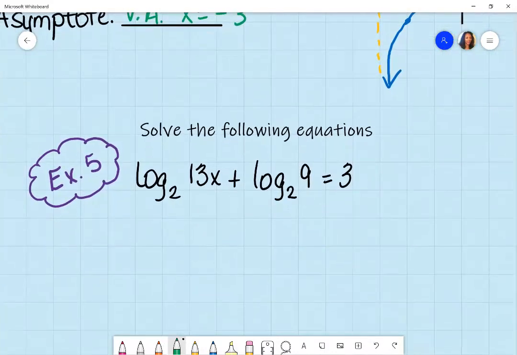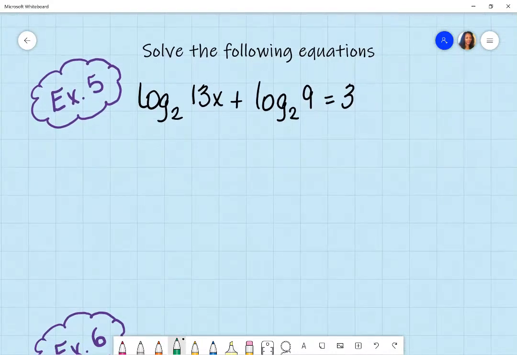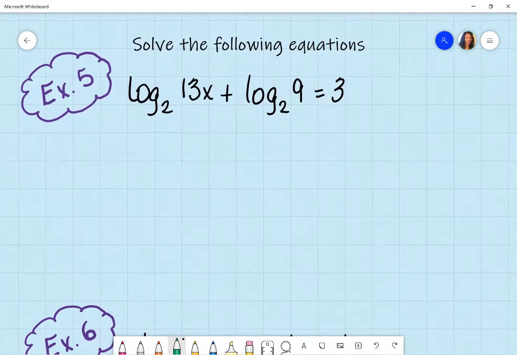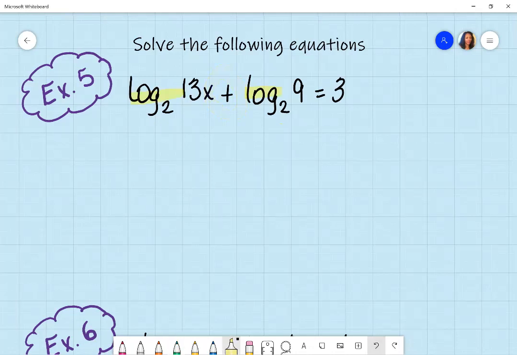Okay. And then the last 3 examples will be solving the equation. You have to remember the properties whenever you see 2 logs separated by an operation. In this case, the operation is a plus sign, so that's telling you that you're going to multiply those values. So you're going to take 13x and multiply it times 9, set it equal to 3.